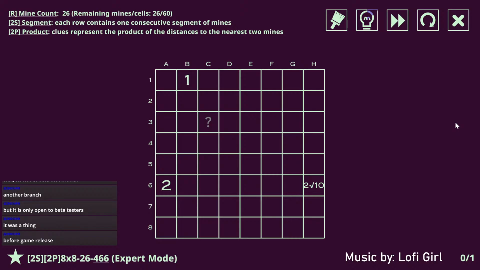It kind of sucks. I can't look at all the beta stuff anymore. I can't look at all the stuff that was thrown away.